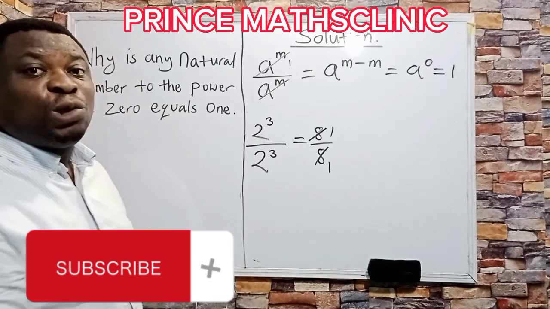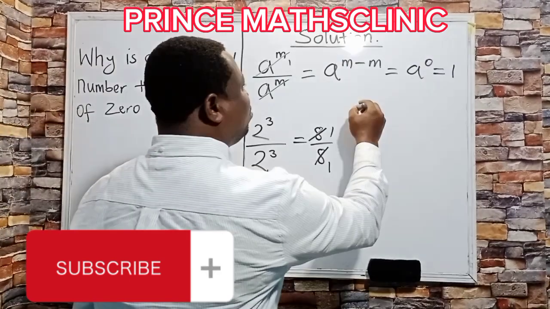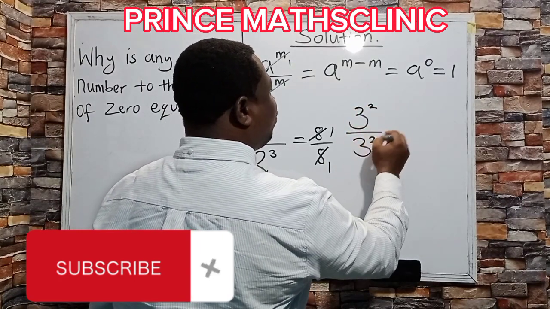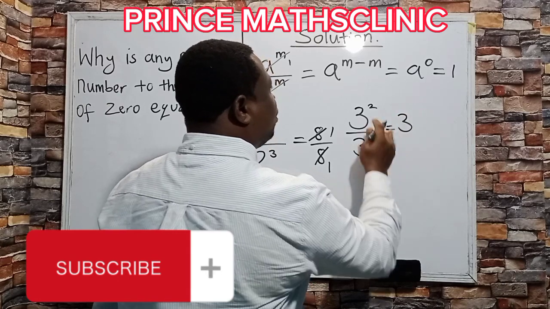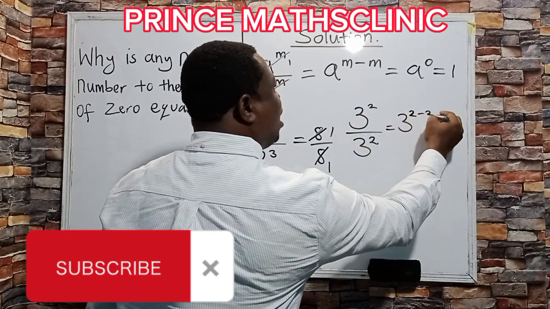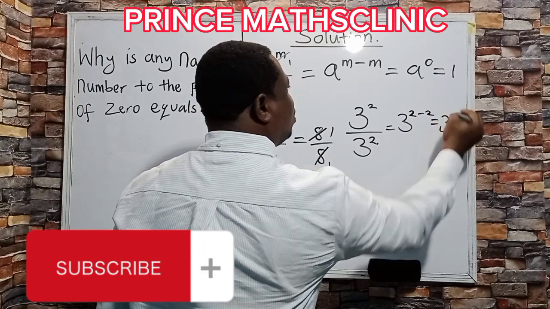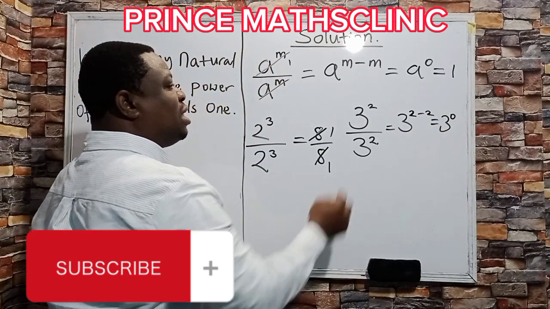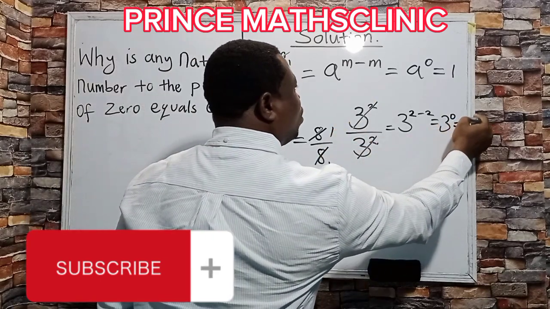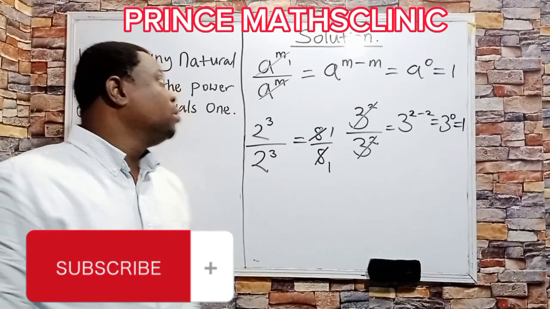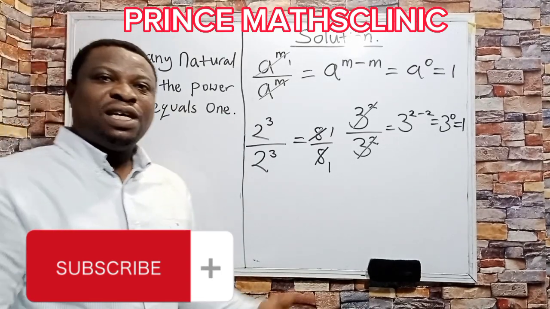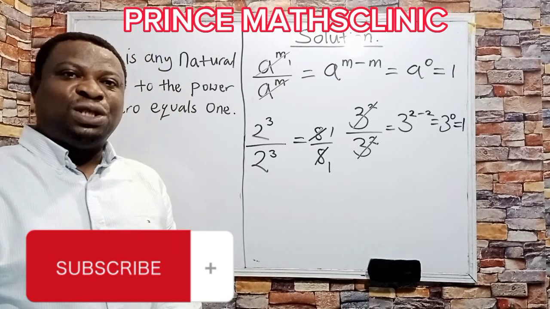Going back to what we did earlier, let us assume that we say 3 to the power of 2 divided by 3 to the power of 2. As long as the bases are the same, we can subtract their powers. 2 minus 2 gives us 3 to the power of 0. And we know that 3 to the power of 2 is 9, so they cancel out to give us 1. I hope we have been able to convince you that any number to the power of 0 gives us 1.